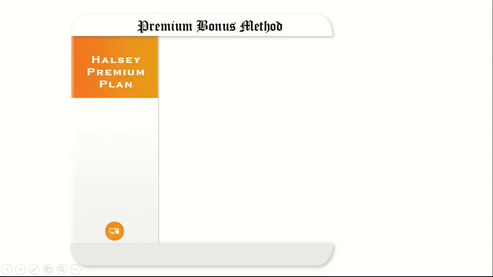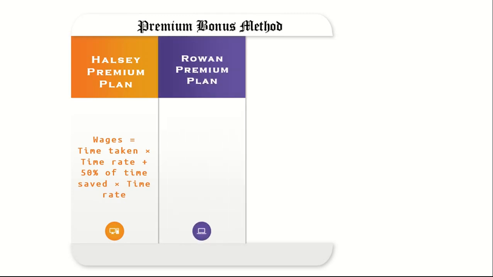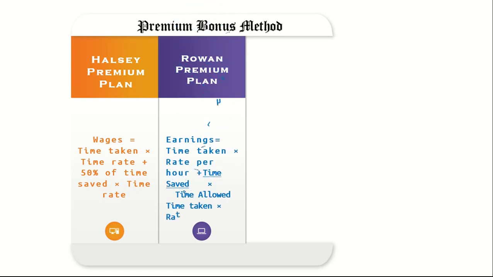Premium bonus method. Halsey premium plan. Wages equals time taken times time rate plus 50% of time saved times time rate. Rowan premium plan. Earnings equals time taken times rate per hour plus time saved over time allowed times time taken times rate per hour.